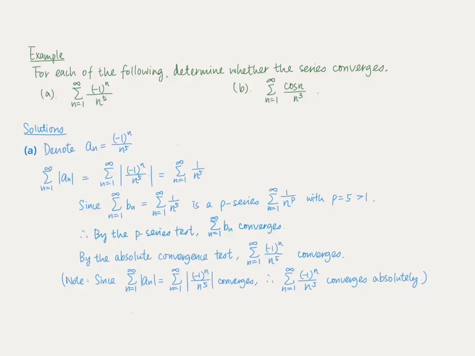And since this new series is actually formed from the original series by taking the absolute value of all the terms an here, therefore, by the absolute convergence test, the original series also converges. In this case, since both the original series and the new series with absolute value of an converge, therefore we say that our series here converges absolutely.